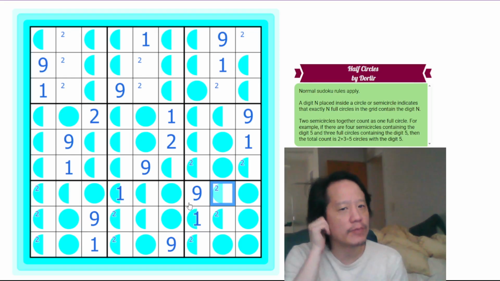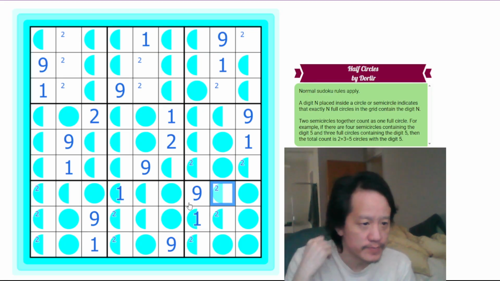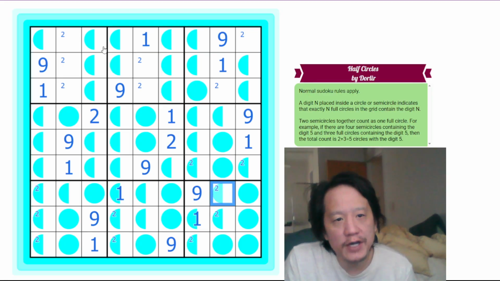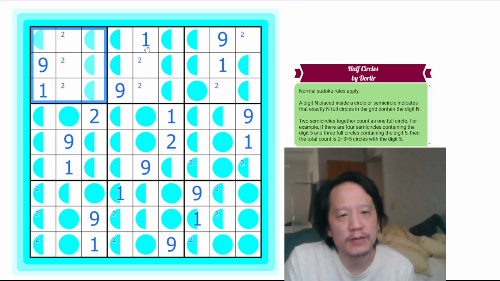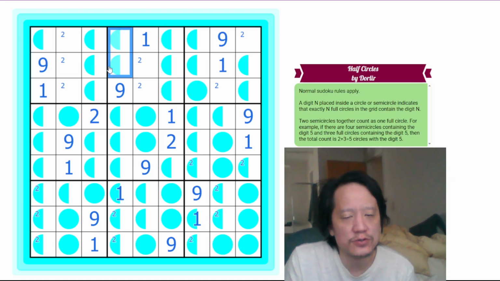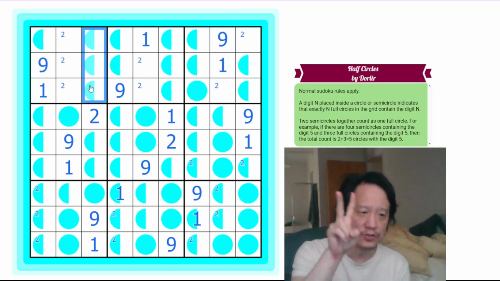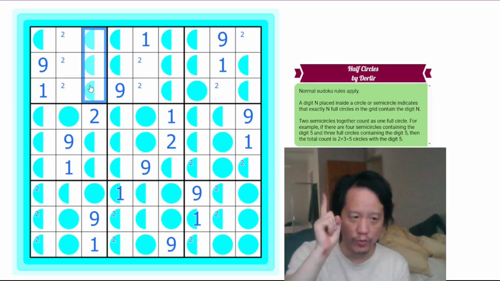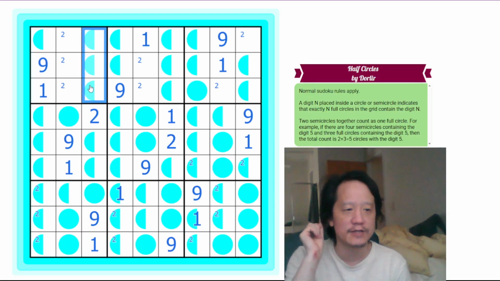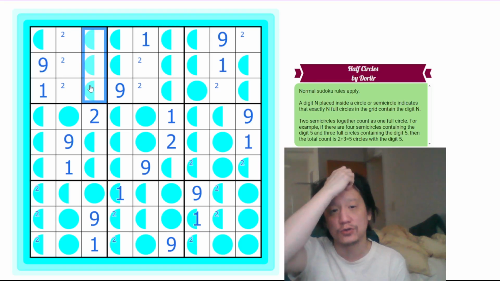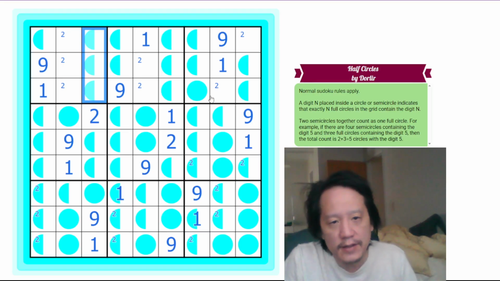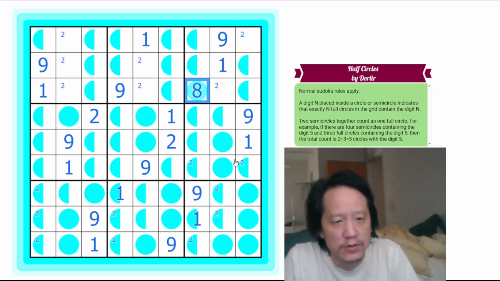Okay, let's look at 8. What can 8 be in this upper left-hand and this upper central box? It has to be part of a semicircle, which means in the rest of the boxes, it has to be full circles, because this semicircle means we have accounted for 2 8s in the puzzle, which fill only one circle. So to be able to fill 8 circles, the rest must be full. That means this must be an 8 here.